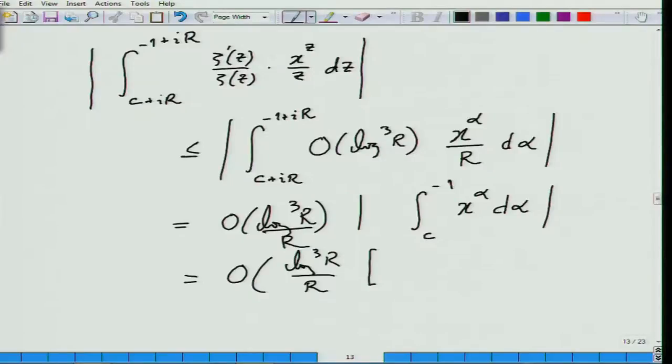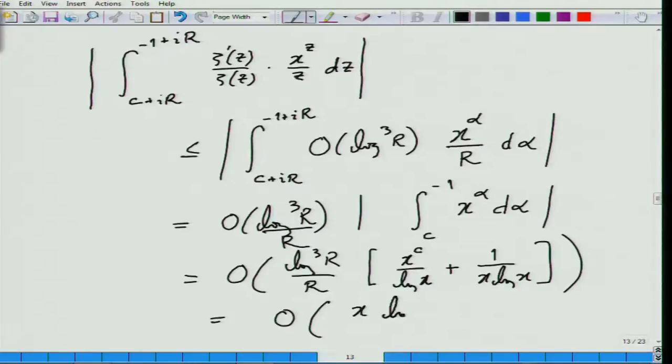x to the alpha would integrate to x to the alpha by log x, right. And then going from minus 1 to c, we get x to the c by log x plus 1 by x log x. And now use the value of c. c was 1 plus 1 over log x. So x to the c is essentially x; the constant gets hidden away. And this is clearly bigger than the other term, so I can throw that away also. So this becomes order x log cube r divided by r log x.